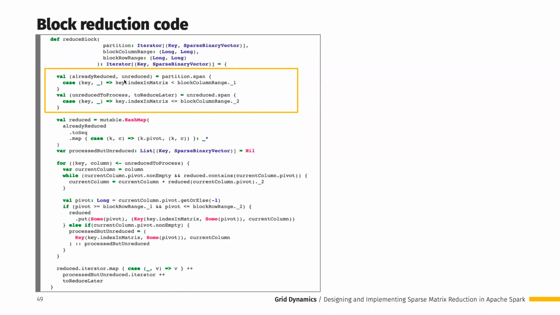And how do we know if a column was already reduced? We just check if it's to the left of the block. So we check whether the index in the column is less than the block column range, the left side. But then we need to split the unreduced again. We again do span. And in this case, the predicate is whether the index in the matrix is less than or equal to the block column range, the right side, right? So in this way, in unreduced to process, we have all columns from the column block range. And in to reduce later, we have all columns that are to the right of the block. And we are not going to touch them at all during this stage.